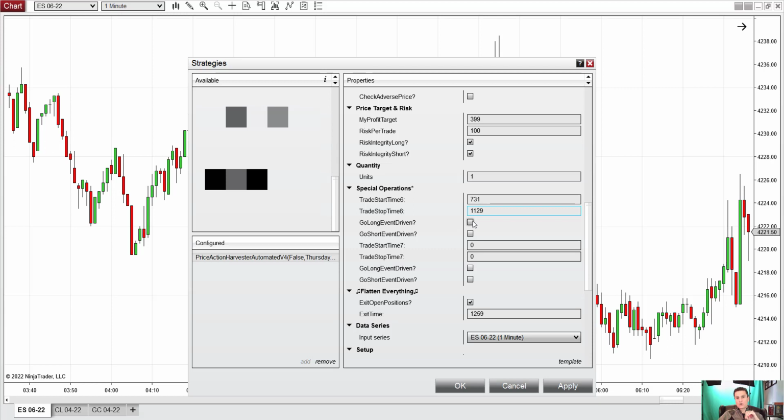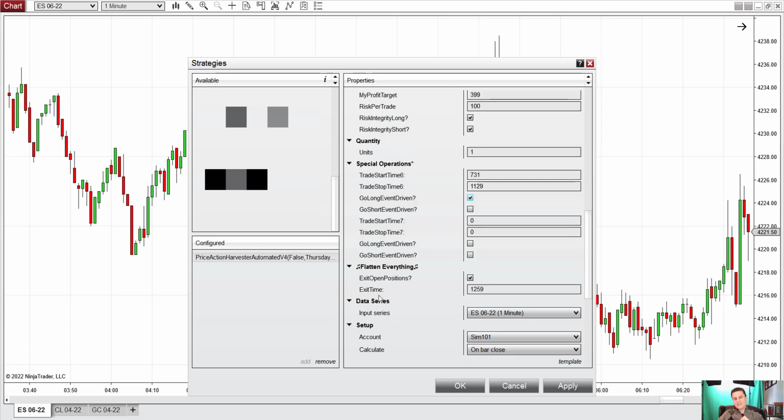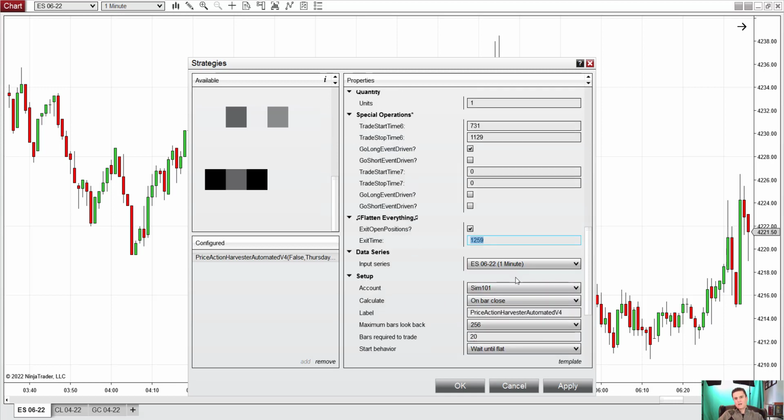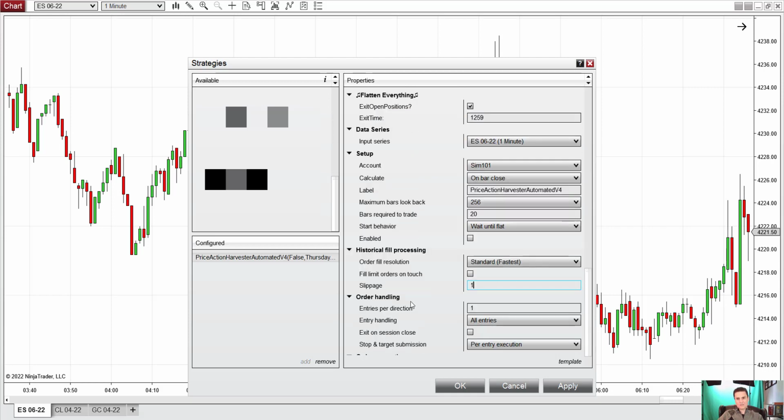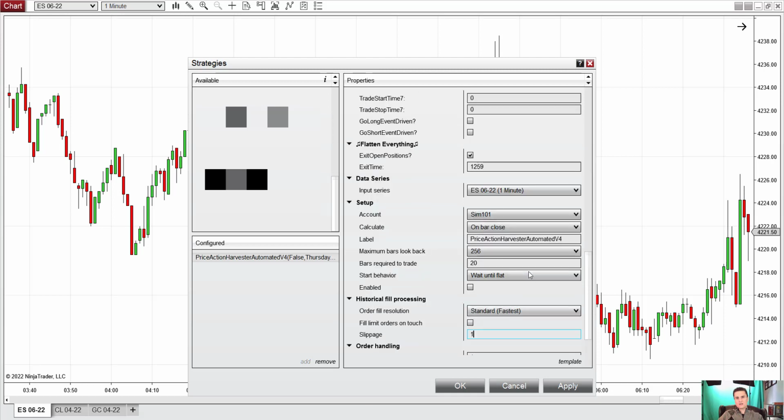Okay? So I decided that I'm going to go long, so I'm going to choose long. Go long, event driven. I am going to exit at 12:59. Again, this is Pacific Standard Time. So that's 1 minute before RTH close, before cash close. And we also want slippage in this. So give us 1 tick slippage so that we have some slippage in there.